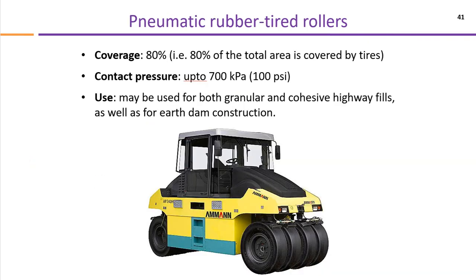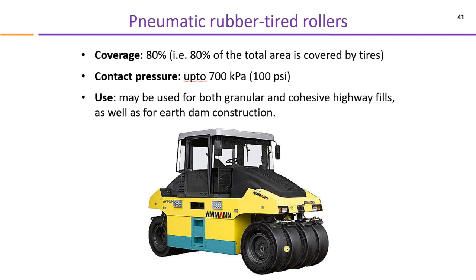Now the second kind of roller is called the pneumatic rubber tired roller. Pneumatic means pressure. These are rubber tires that have pressure in them. If you look, there is some space between these tires.